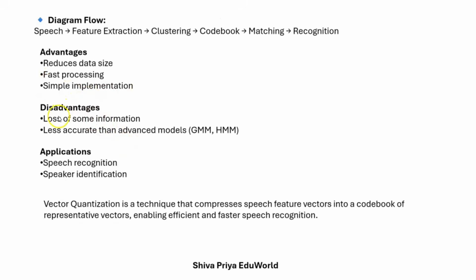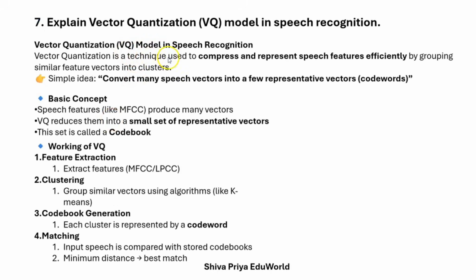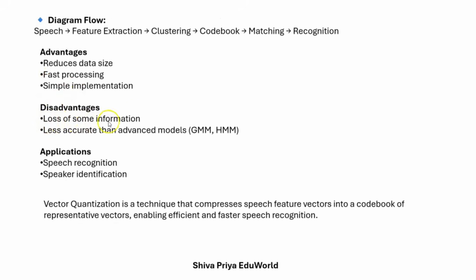This is very simple. And the disadvantages: loss of some information while compressing the speech. It may lose some data, some information. This is the biggest disadvantage. It is also less accurate than advanced methods. We have advanced methods like GMM and HMM. This is less accurate than these advanced models. Clear? These are the two disadvantages.